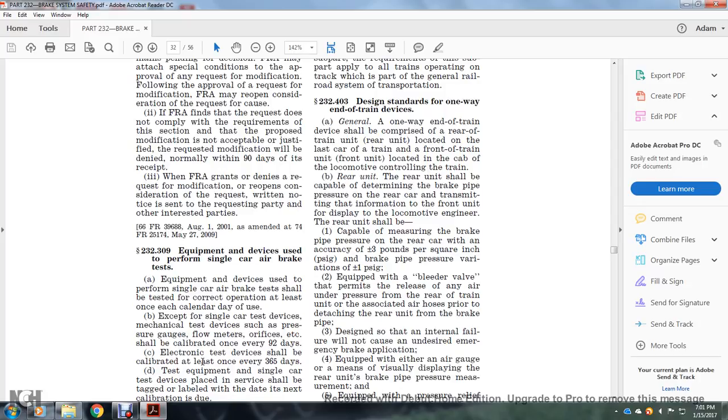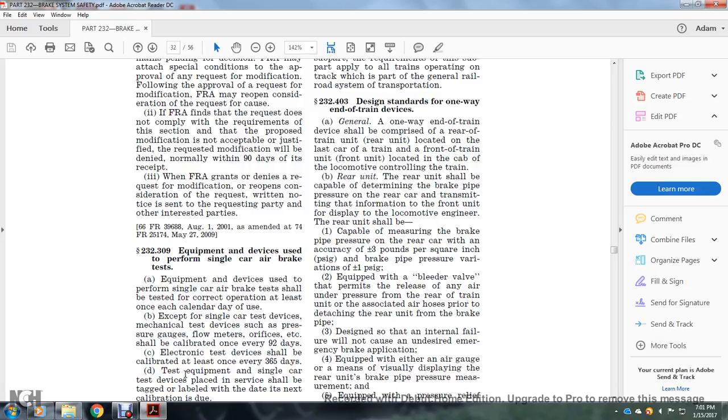232.309, equipment and devices used to perform single car air brake tests. Equipment and devices used to perform single car air brake tests shall be tested for correct operation at least once each calendar year of use. Except for the single car testing device, mechanical test devices such as pressure gauges or flow meter orifices shall be calibrated once every 92 days. Electrical test devices shall be calibrated at least once every 365 days.